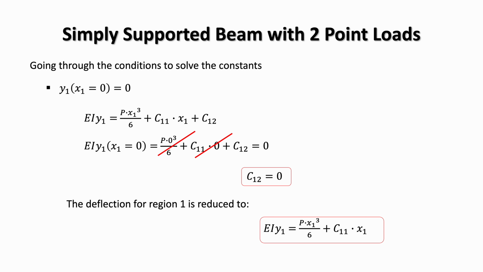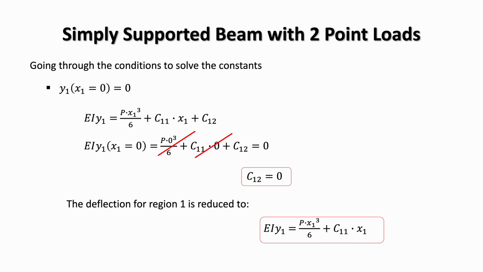As we said, at support A, the deflection must be 0. In region 1, this corresponds to the condition y1 when x1 equals 0 equals 0. Since we know that the general deflection expression in region 1 is px1 cubed over 6 plus C11 times x1 plus C12, we will now apply that boundary condition by substituting x1 equals 0 into the expression. Both the terms involving x1 vanish, leaving only the constant term, and this gives us that C12 equals 0.